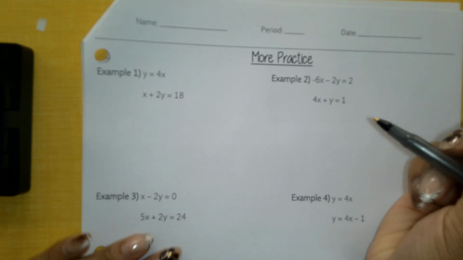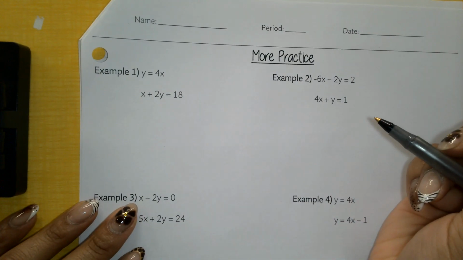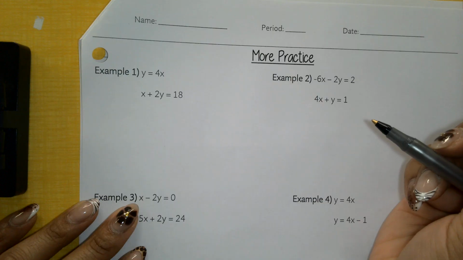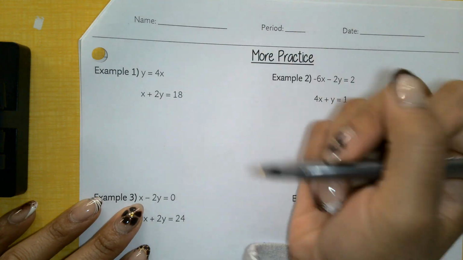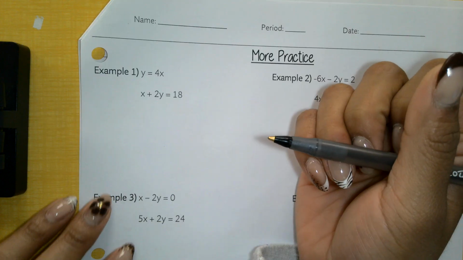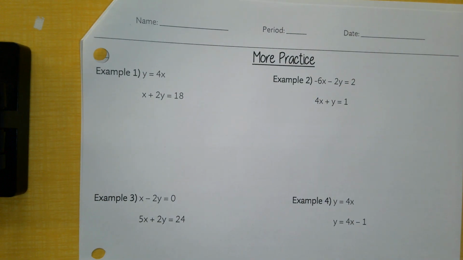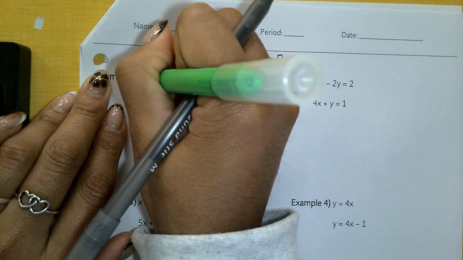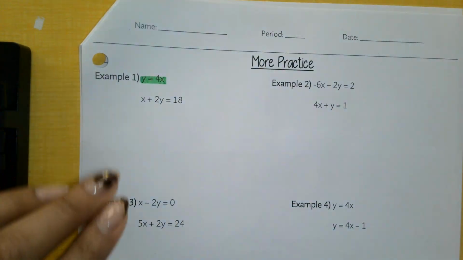All right, example number 1. We have y is equal to 4x and then x plus 2y is equal to 18. Which of these two equations do I have a y equals or x equals? Is it the first one or the second one? The first one. If you notice, the first one you have y equals 4x, which is what we want.